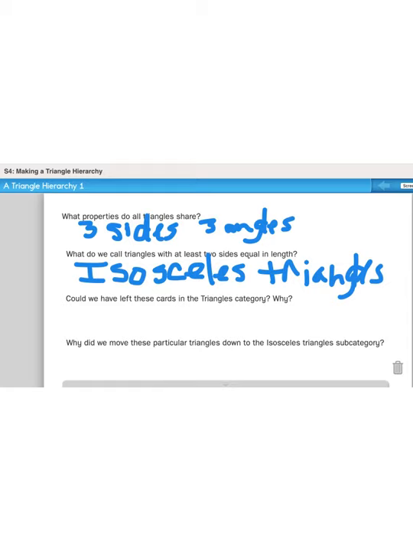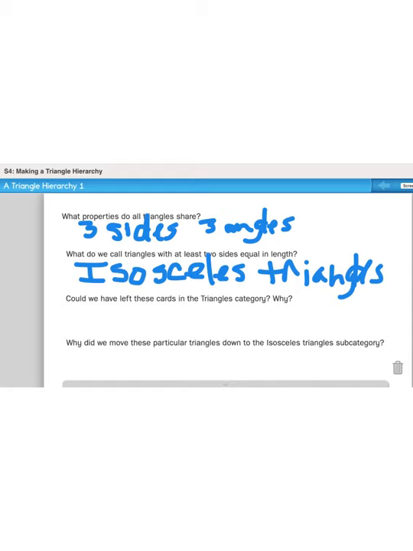Now, find all of the isosceles triangles in your triangle cards and put them down in that next group, next to the isosceles triangle subcategory. Remember, they have to have at least two sides equal in length. They can also have more than two sides equal in length to fit this.